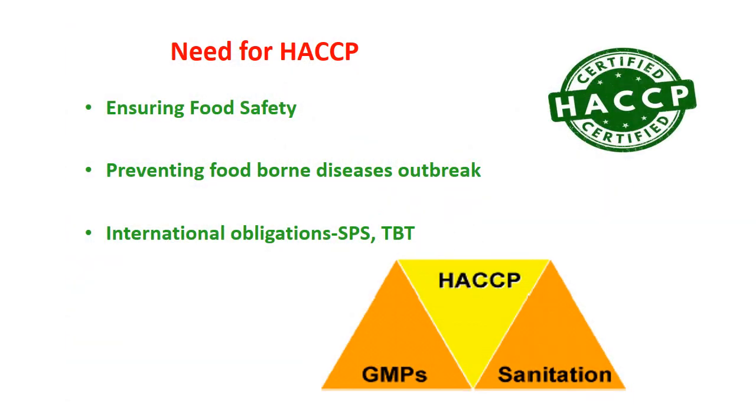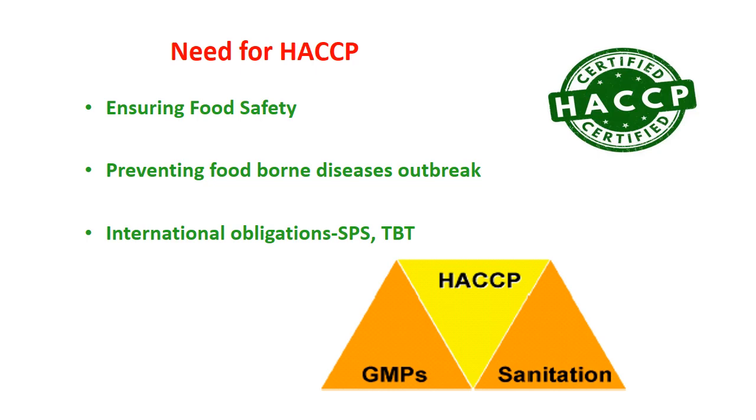So here once again we will see the need for HACCP. Firstly, ensuring food safety. Nowadays in every country including India, there is a standard law for ensuring food safety. As you know, there is the FSSA Act, Food Safety and Standards Act. And as per this, we need to maintain the food quality and safety and safeguard human health. And secondly, preventing foodborne disease outbreaks. So through this quality assurance, we can prevent the occurrence of all foodborne pathogens, and thereby we can prevent the foodborne diseases. And thirdly, international obligations.